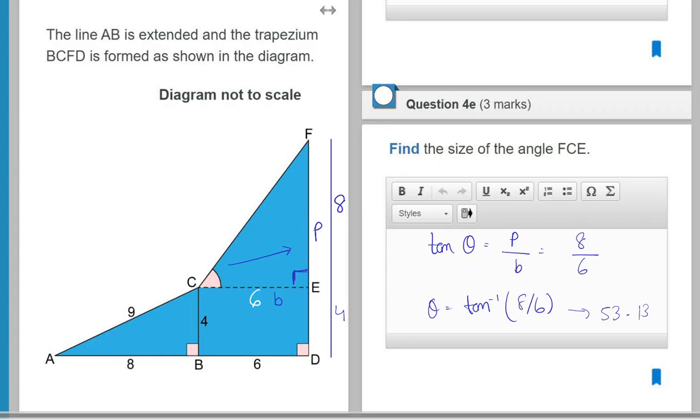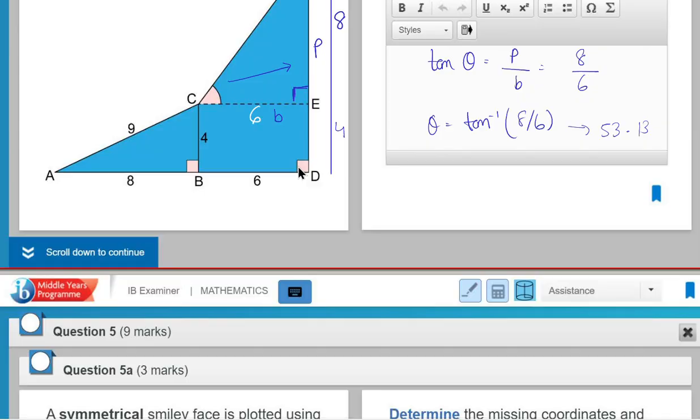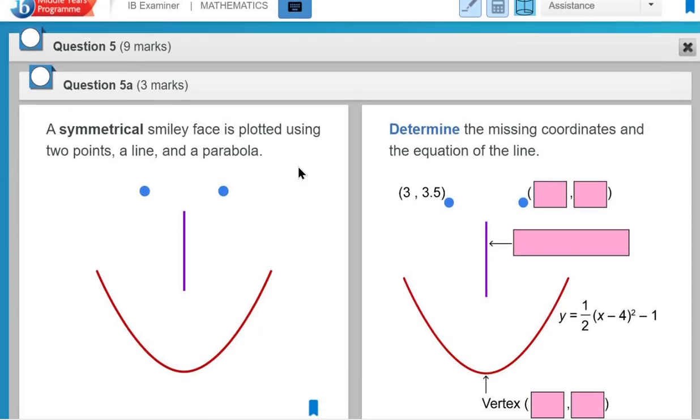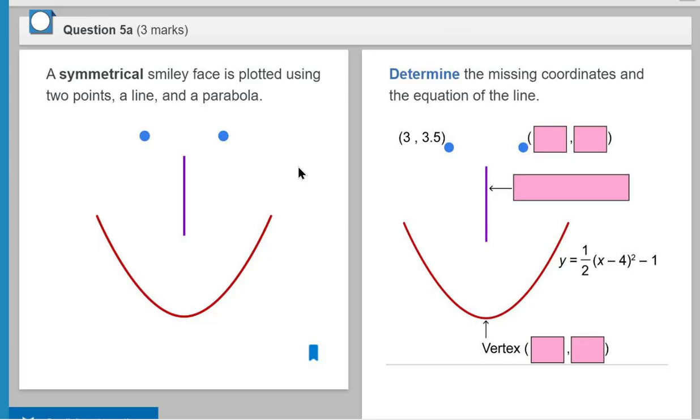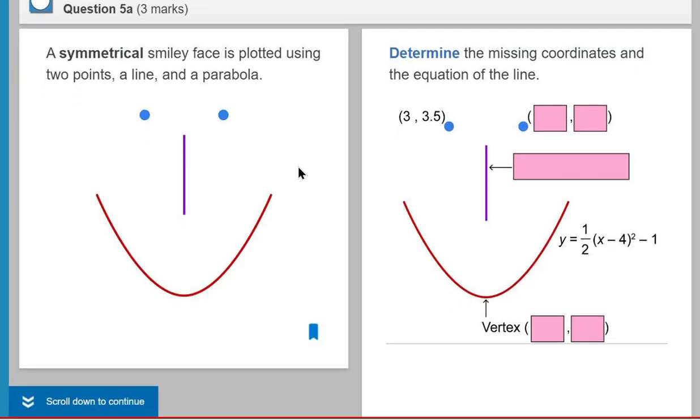So in 30 minutes, we have solved 29 marks. That's great. But I'm sure we're not getting full marks as of yet. A symmetrical smiley face is plotted using 2 points, a line, and a parabola. This paper, especially the statistics question and some parts of the first one, is a bit difficult as compared to the normal standard mathematics papers. But no worry, we'll try.